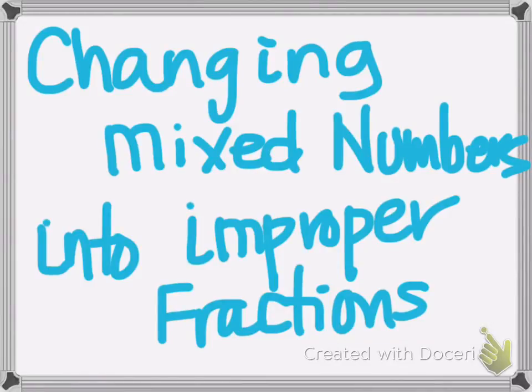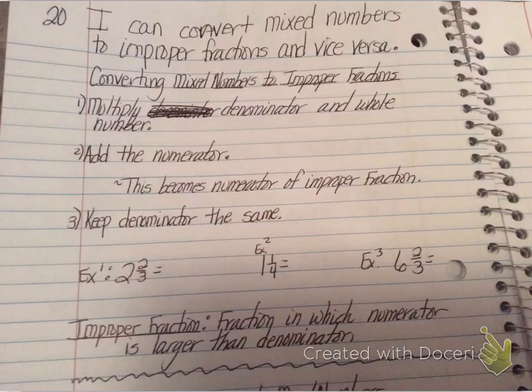Hi again. Today we're going to look at changing mixed numbers into improper fractions and then vice versa. We're first going to look at how to change a mixed number into an improper fraction. Our learning target, or I can statement, says I can convert mixed numbers into improper fractions and vice versa. Vice versa just means going backwards. So we're going to do it both ways. We're going to go mixed numbers to improper fractions and then improper fractions into mixed numbers.